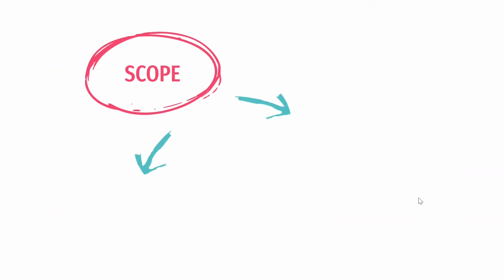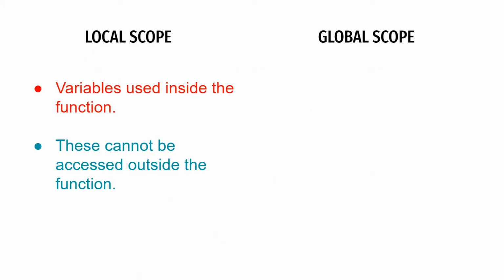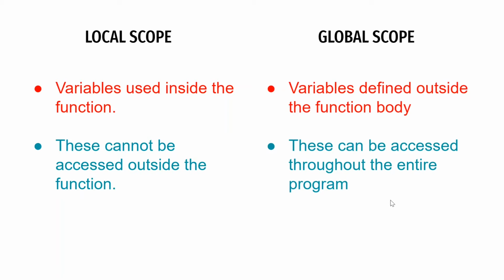Now scope can be of two types. You can have local scope and you can have the global scope. A variable that is defined inside a function is said to have a local scope, and these cannot be accessed outside the function. So when I have a variable that I have defined inside a function, I won't be able to access that variable outside a function. Whereas variables that are defined outside the function body are said to have a global scope. So that means I can access these variables anywhere in the program. So this is what local scope and global scope means.